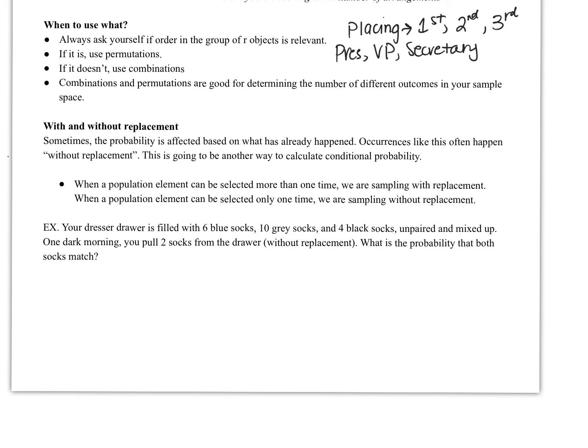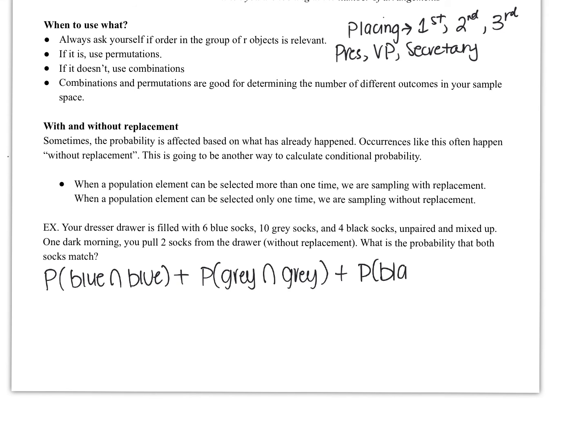There's 3 different colors of socks, which means there's 3 different probabilities we're going to look at. There's the probability both socks are blue, the probability that both socks are gray, and the probability that both socks are black. Any of those 3 outcomes could happen, and we'd add them all together to get the overall probability. So we have the probability of blue and blue plus the probability of gray and gray plus the probability of black and black.